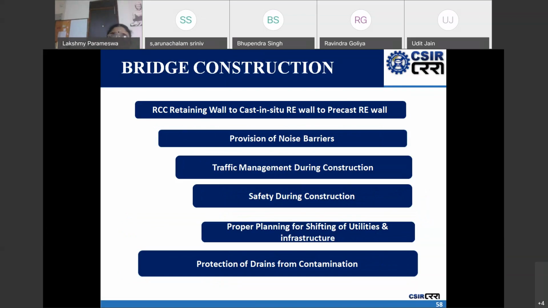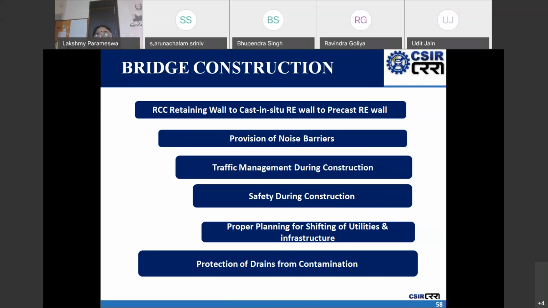Then in urban situations, to minimize the effect of noise, we are providing noise barriers for the flyovers. Then traffic management during construction is very important. Safety during construction is another important aspect. There is IRC 87 for ensuring the safety of the scaffolding, formwork, etc. So that is another area which the engineer has to manage at site. He doesn't want any loss of time because of happenings at site.